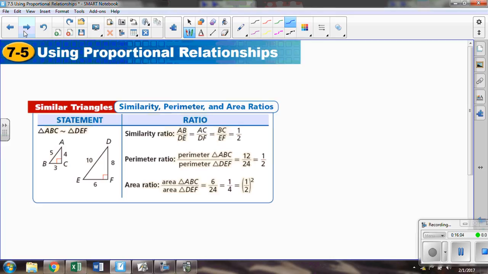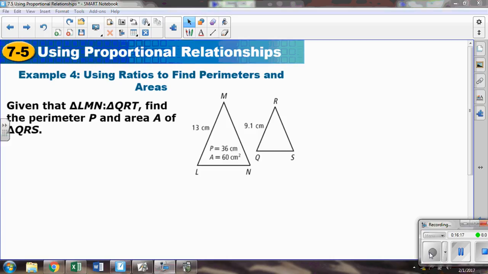Rather than go through and simply state the pieces, I want to show you how you would do it with a word problem, because it actually is easier to understand when you see a physical example as opposed to reading the theorem. All right, so with our example, here's what we're seeing. We have a pair of similar triangles. Figure out the perimeter, figure out the area.